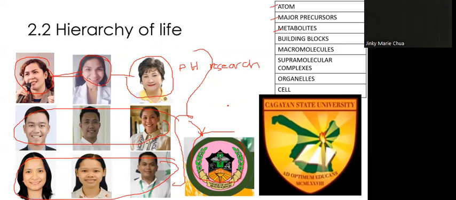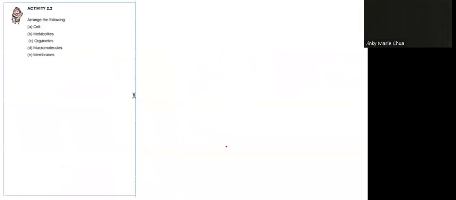So I will not go through cells to tissue, organ, to organ systems. We will stop only at your cells. So for your activity 2.2, this is so easy. It's already answered in your book and in the discussion. You just arrange the following.